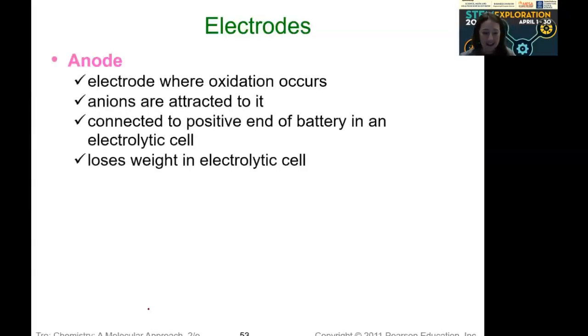Okay. So now let's talk more about our anode. Remember, our anode: lose electrons, oxidation. This is where oxidation occurs. The anions are attracted to it. I'm going to keep coming back and forth here.